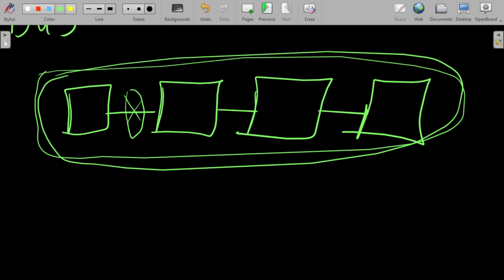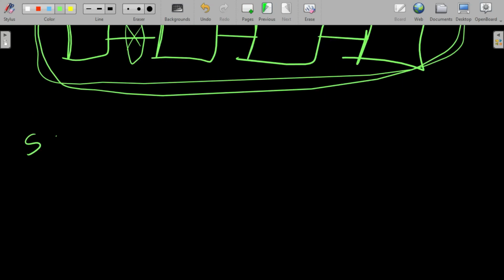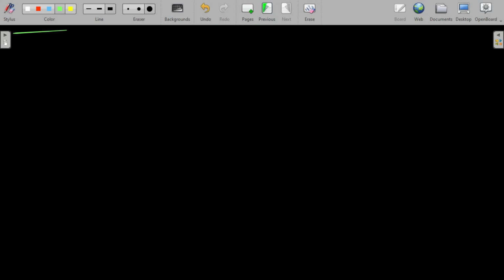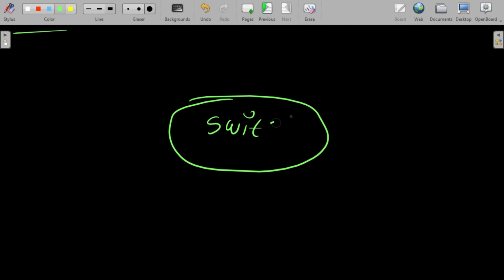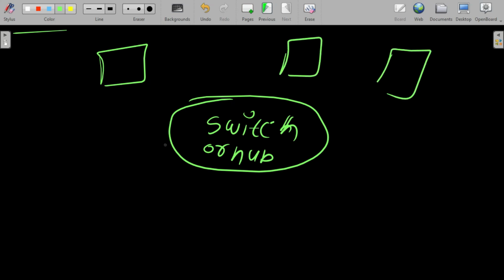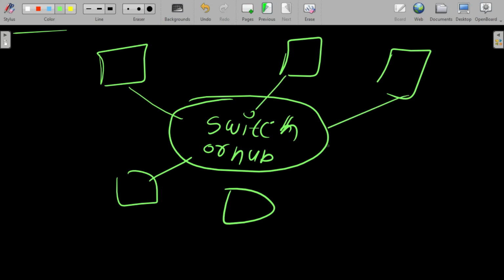So now let us see about star topology. All devices are connected to a central device called a switch or hub. So the diagrammatic representation: it is a switch, and these are our computers, and these are connected to a switch or a hub. So this is the diagrammatic representation of star topology.